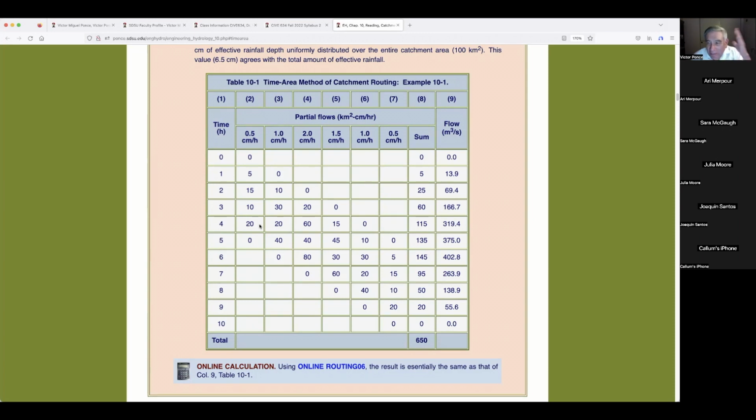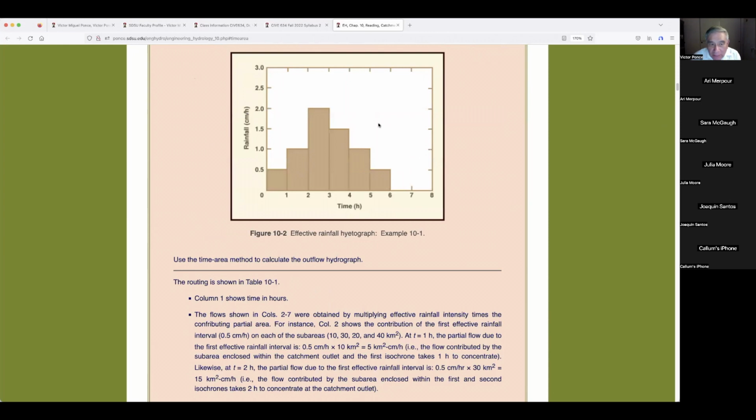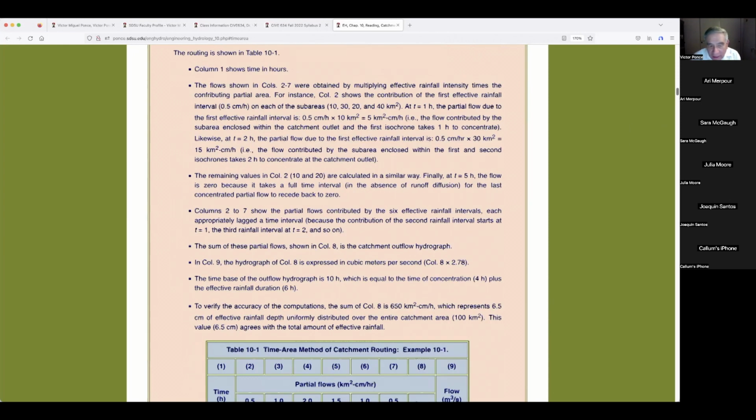I'm not going to spend a lot of time trying to explain the minor details. But the point is that this is the first hydrograph that we're calculating, for the 0.5. Then the second would be for the 1. That means it's double, but it is lagged one interval of time. Why is it lagged one interval of time? Because it comes over here one interval of time afterwards, right? So it has to be lagged.